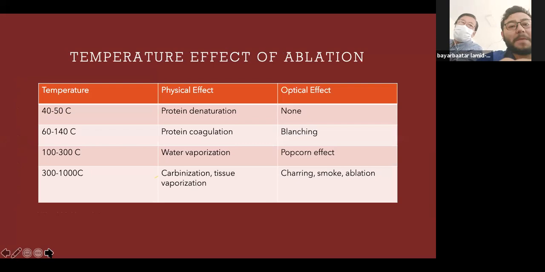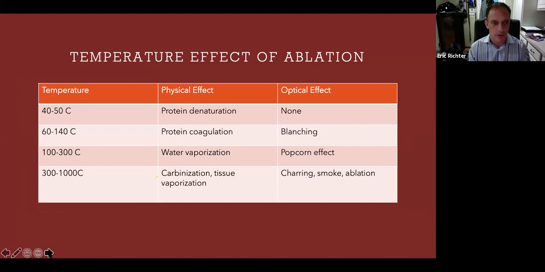This just shows the temperature effect of ablation. At 40 to 50 degrees, the physical effect on tissue is protein denaturation. Then you get protein coagulation, then vaporization as the temperature goes up. That's where you start to see carbonization and tissue vaporization, more with prostate. At the lower temperatures, in the column to the right, you really don't see anything. So blanching might be what you see if you're on a stone, and some of the energy will scatter a little bit to the epithelium of the kidney, and you might see that whitening of the tissue. The popcorning effect, we'll talk about that. That's more of a stone effect. And the bottom one, the optical effect, is more with prostate.